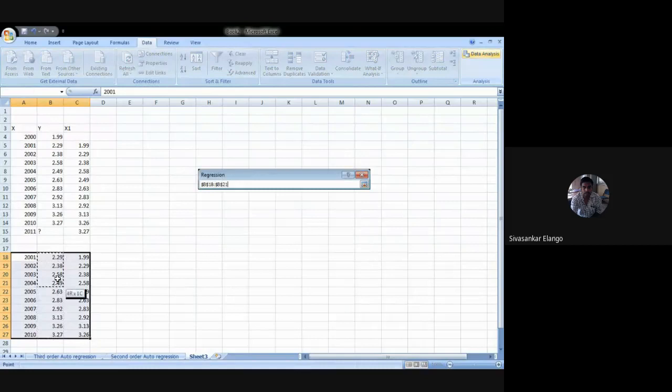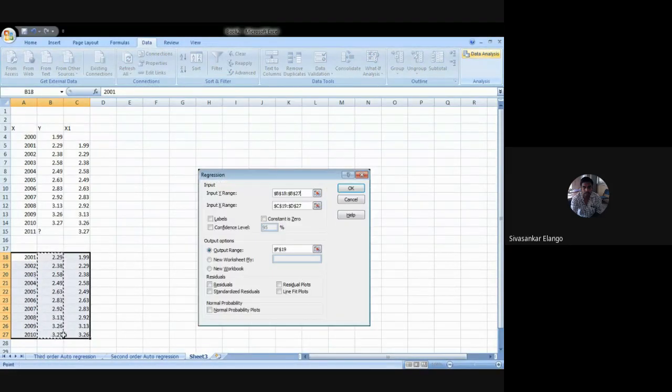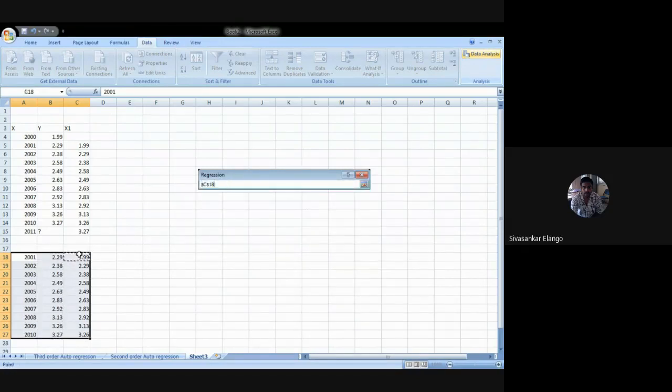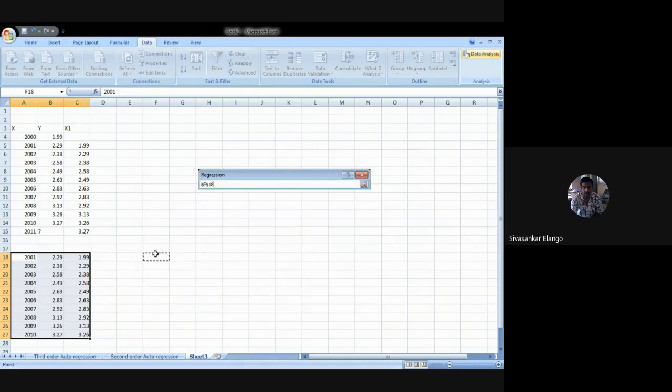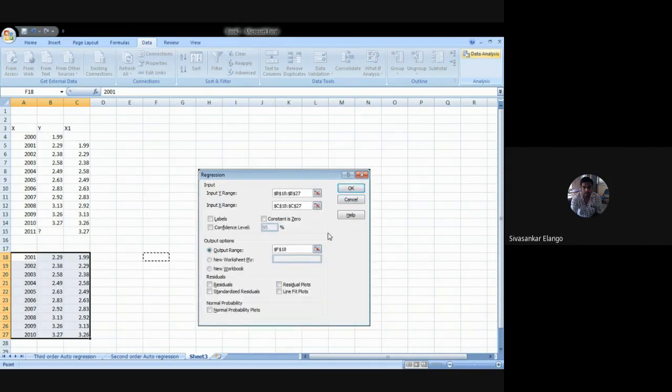So the y value is going to be D18 to 27, and the x1 value is going to be C18 to 27. The confidence level is going to be 95. The output range is going to be F18. We'll place the results here.